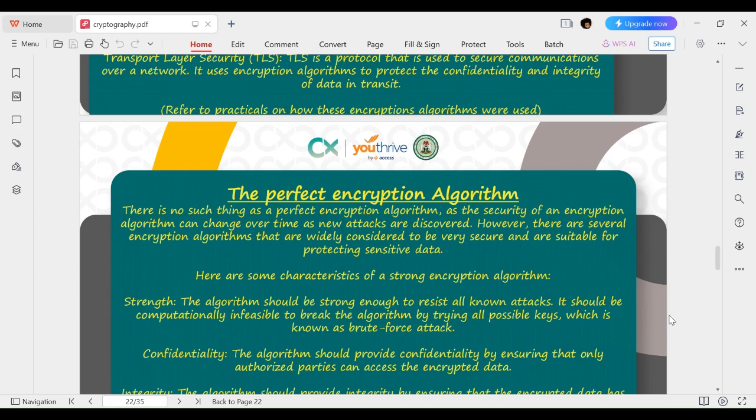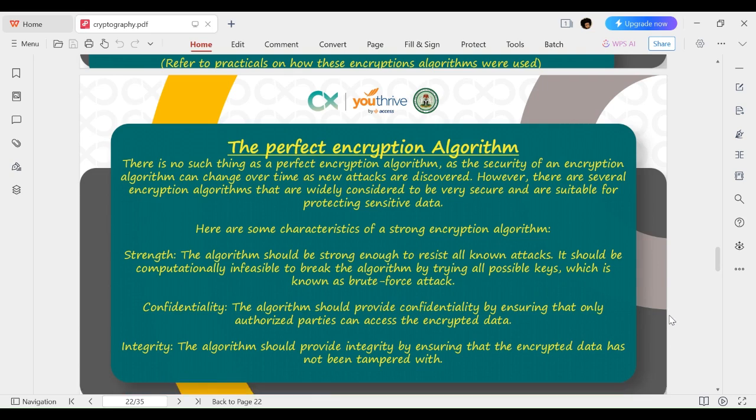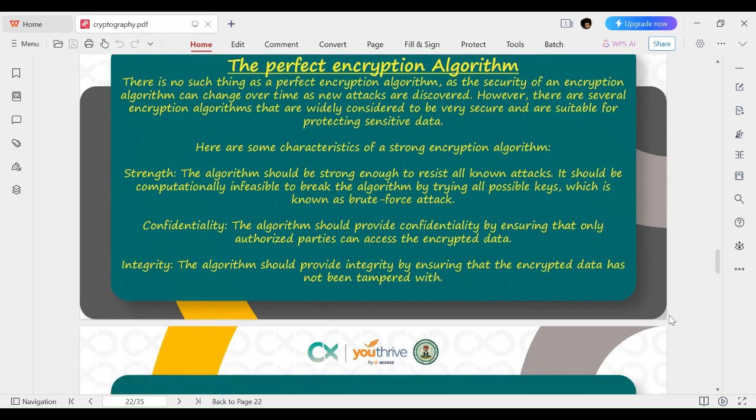There is no such thing as a perfect encryption algorithm, as the security of an encryption algorithm can change over time as new attacks are discovered. However, there are several encryption algorithms that are widely considered to be very secure and suitable for protecting sensitive data. Here are some characteristics of a strong encryption algorithm.